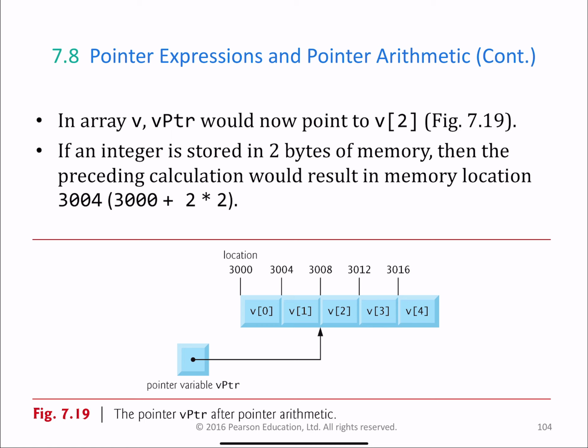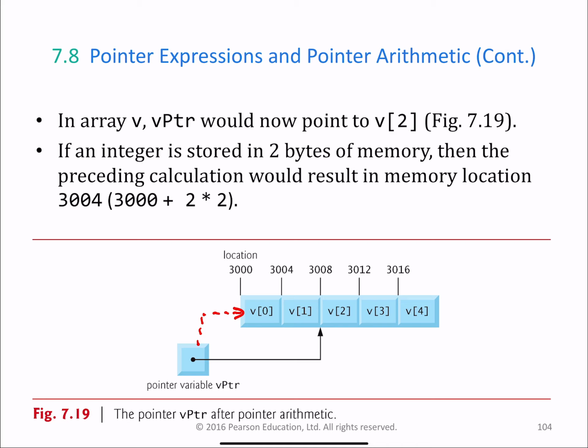This is very handy, of course. And if you want to look at this graphically, the effect of that statement will be that V pointer will now point, instead of pointing to the first element of array V, at element number 2 of array V.